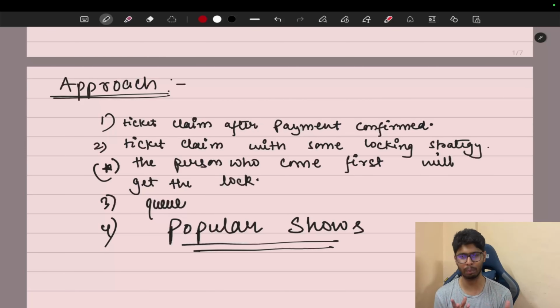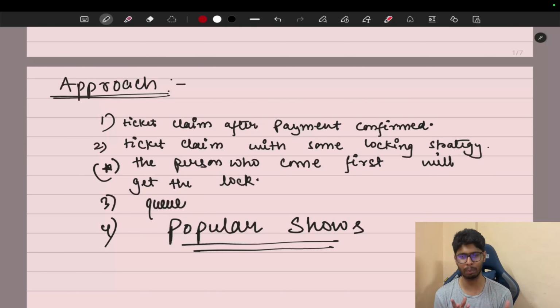If U1 reaches first, the way I'm making the scenario, what will happen? U2 will not get the seat, U6 will not get the seat. So U1 will get the A seat, U1 will get the B seat, and U1 will get the C seat as well. So U1 will get all the seats, the A seat, B seat and C seat, and all the other people will not get any seat.